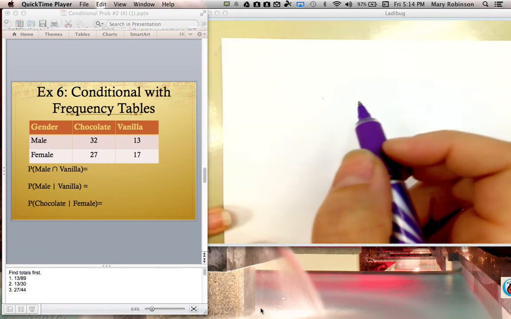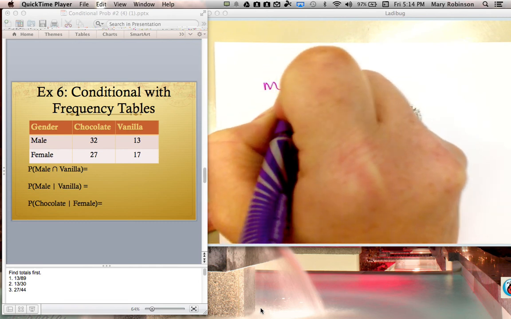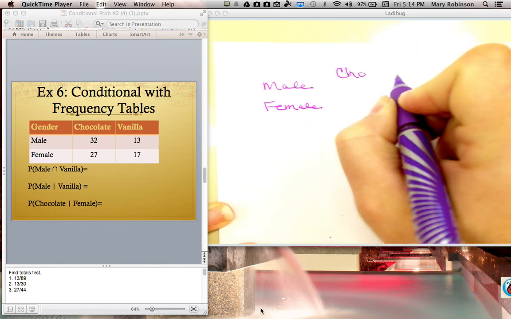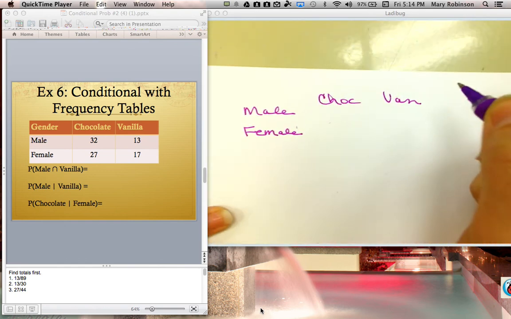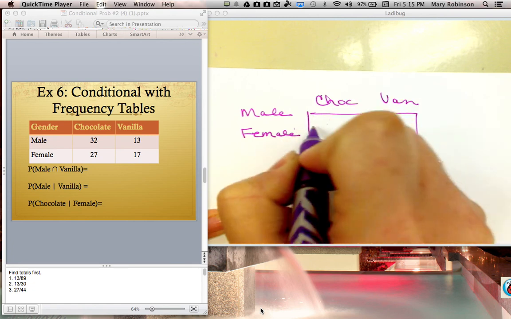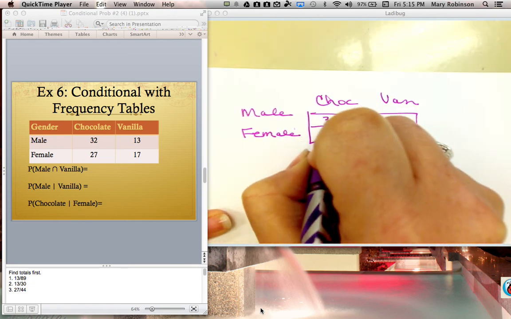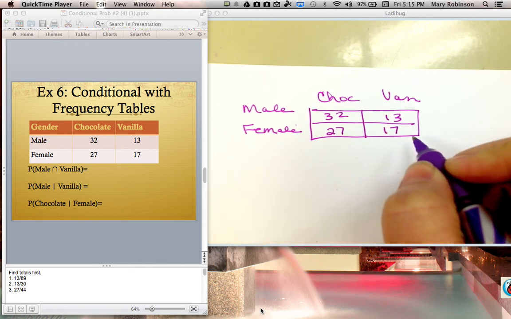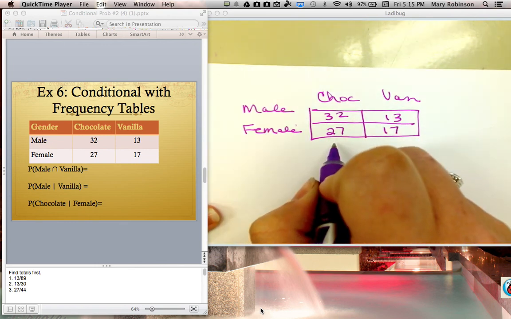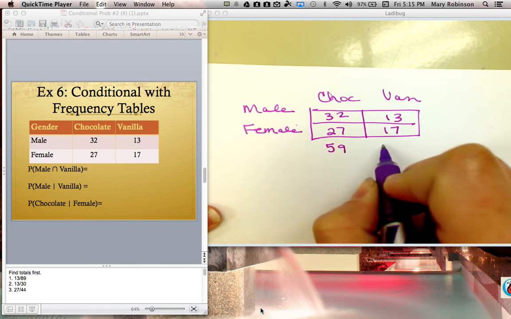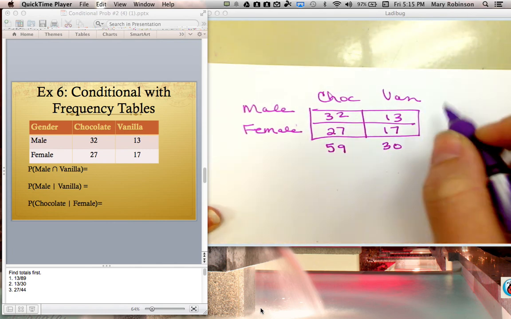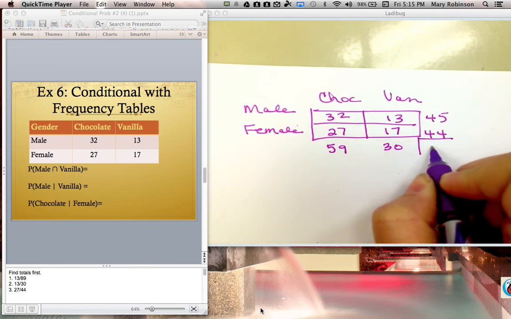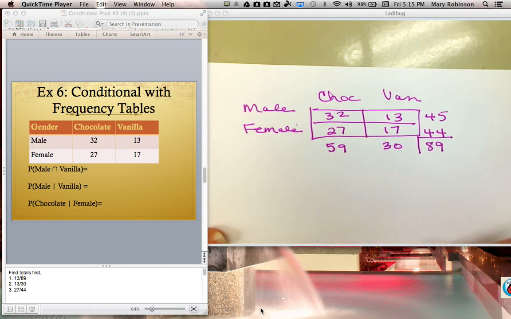So given these values, we should always make sure, of course, that we put in our totals. So we've got a 2x2 box here. The first thing we want to do is find all of our totals. So the total for chocolate is 59, for vanilla 30, for male 45, and for female 44. So our total is 89.